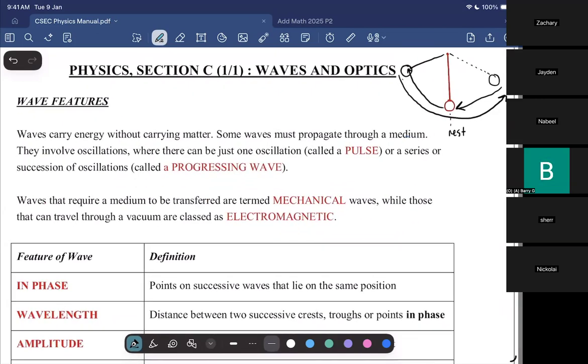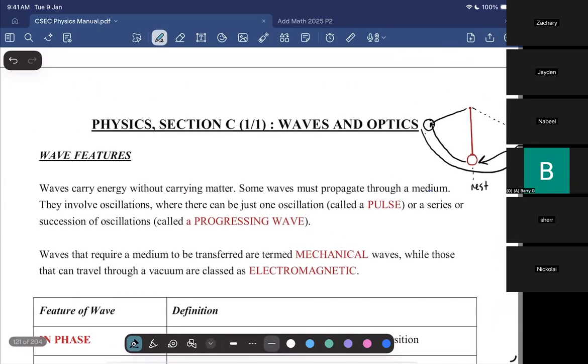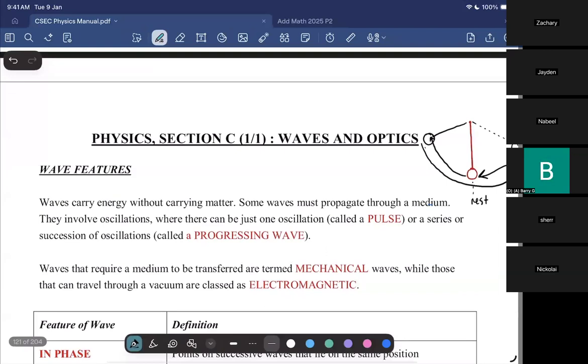Waves that require a medium to be transferred are called mechanical waves. So based on that, could you give me an example of a type of wave that would be mechanical? What waves can you think of that require a medium to be transferred? When I say a medium, I'm talking about something like a wooden block or some material. Adil, could you think of any waves that require a material to be transferred?